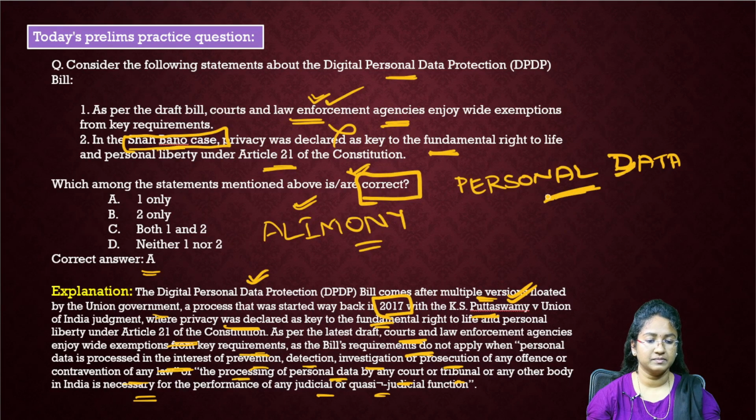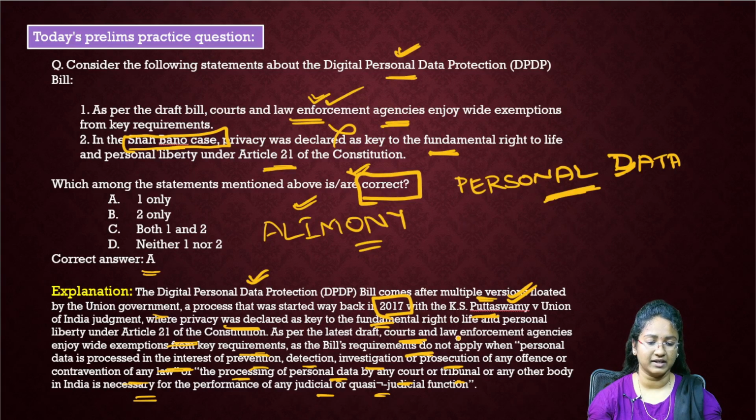So if you look at what is personal data, to be simple, this is something which identifies a person, right? So whatever data we use to identify a person, that is our personal data. And this bill is regarding the protection of this personal data. So the bill itself is Digital Personal Data Protection. So this is what personal data means: data which helps us to identify a particular person.